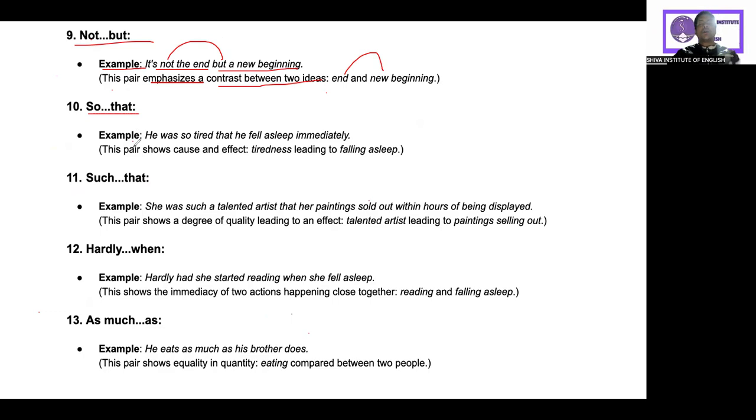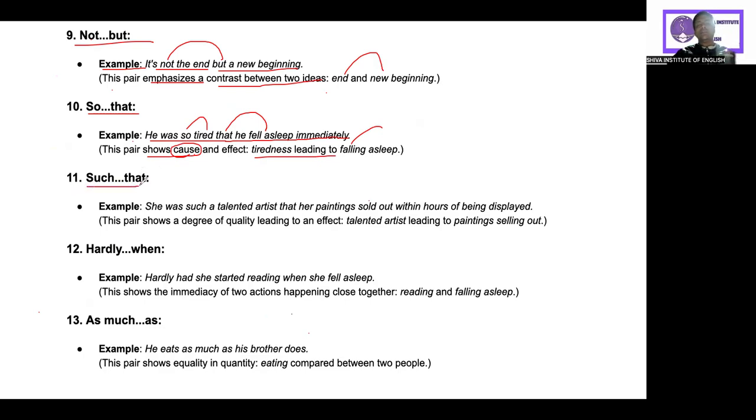Similar to that, "so...that" is used when you say, "He was so tired that he fell asleep immediately." In that case, the pair shows what? Cause and effect. Cause and effect means reason and result. So tiredness leads to falling asleep. "So" is indicating the reason, whereas "that" is indicating the effect.